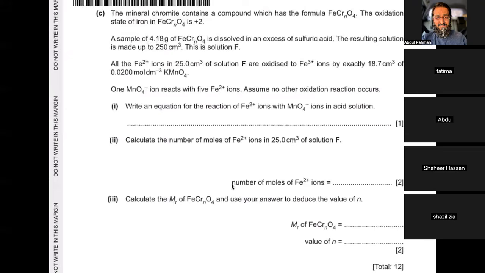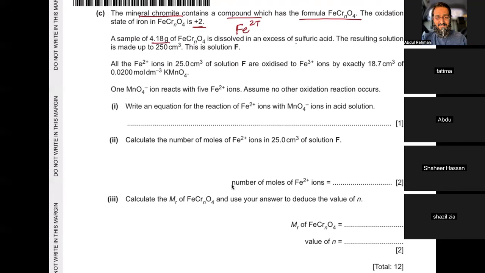Now, C part. The mineral chromite contains a compound which has the formula FeCrNO4. The oxidation state of iron is +2. Okay, Fe is 2 plus. The 4.18 gram of FeCrNO4 is dissolved in excess of sulfuric acid. The resulting solution is made up to 250 centimeter cube. Okay, so 4.18 gram is dissolved in 250 centimeter cube.